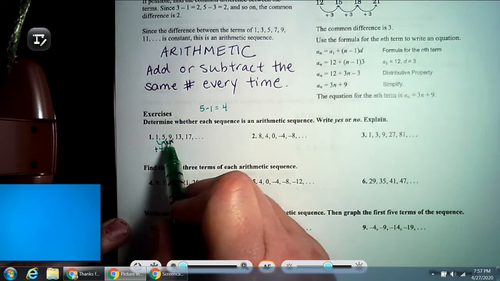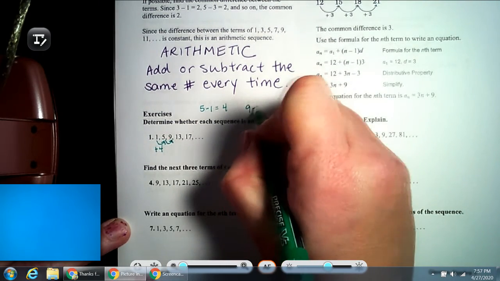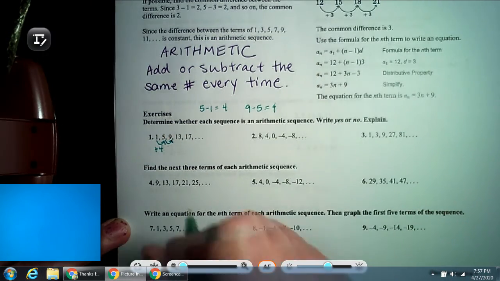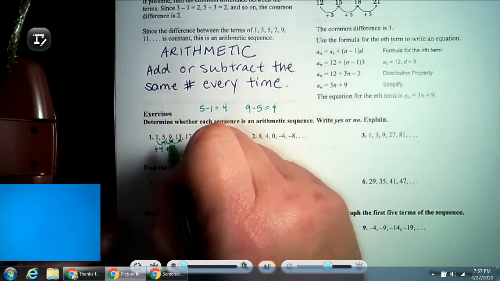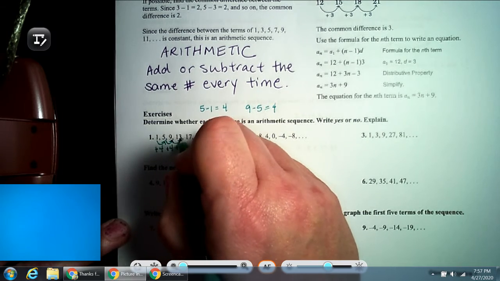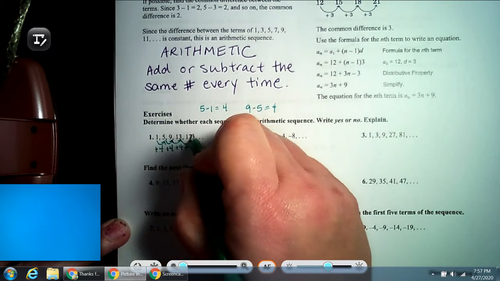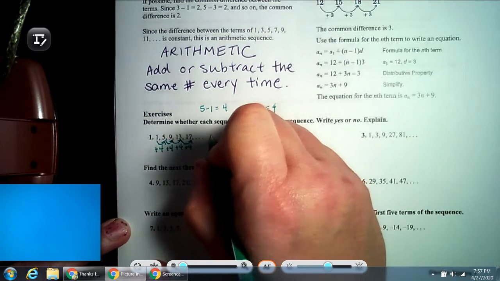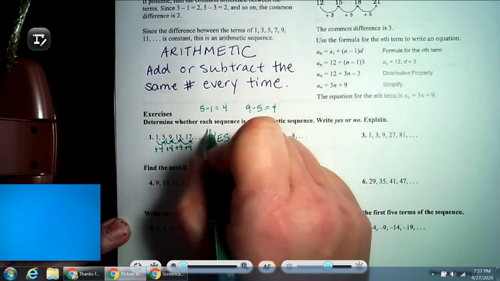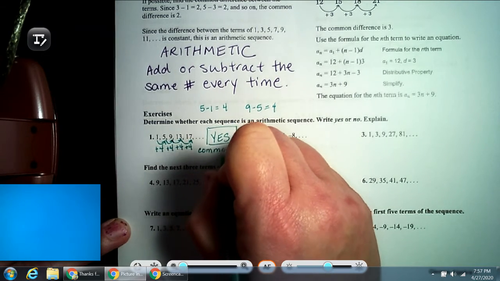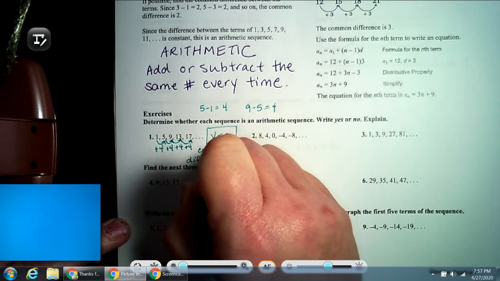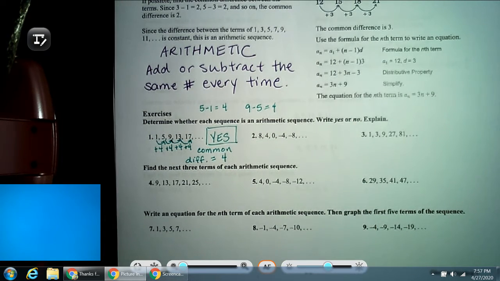Now let's see what the difference was from 5 to 9. Well, 9 minus 5 is also 4. So you can see that that has the same jump there, plus 4. If I want to check the rest of the sequence, plus 4, 9 plus 4 is 13, plus 4 is 17, and so on. So this is a yes. This is an arithmetic sequence because it has a common difference of 4. I'm just going to add 4 every time and continue with that pattern. So that tells me that this sequence is arithmetic.